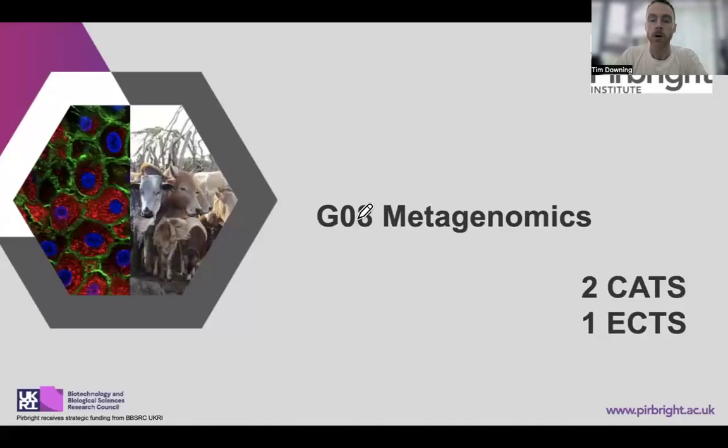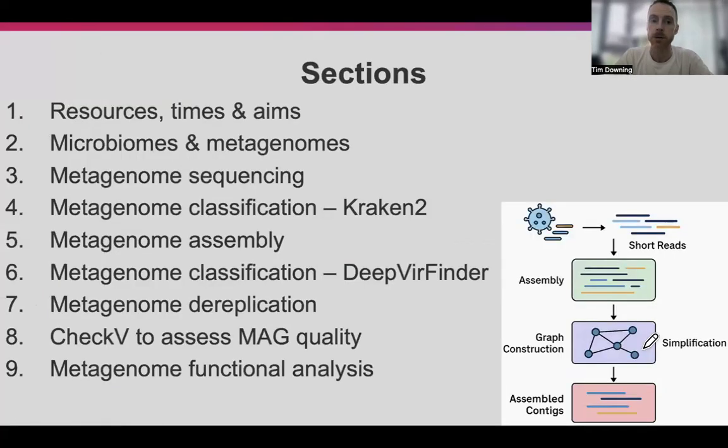So welcome to video one in our course G08 on metagenomics with respect to viral genomes here at the Purbright Institute. Please note that this course is a short course corresponding to one ECTS or two CATS credits. So let's briefly introduce the course.